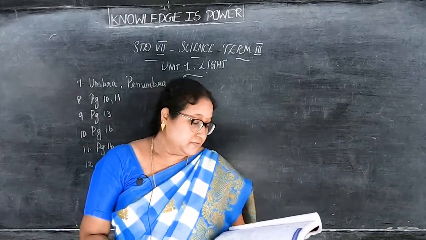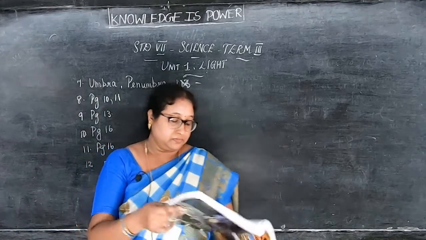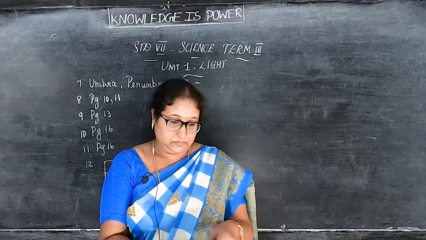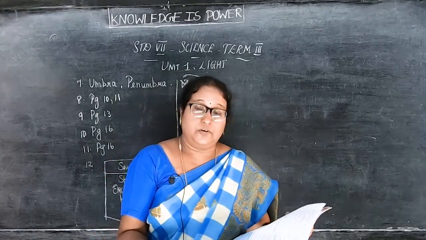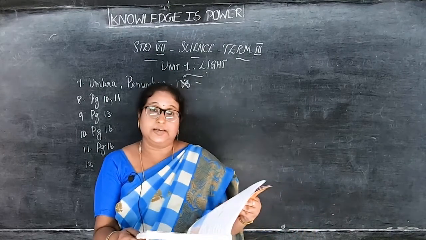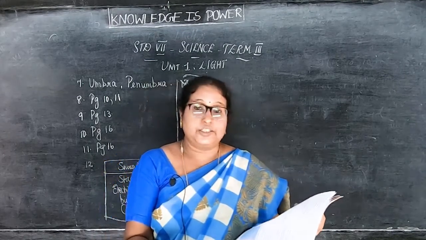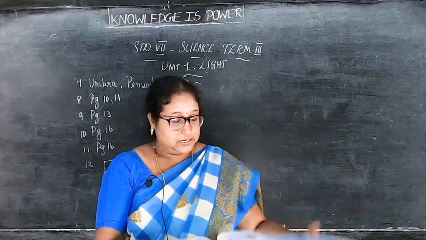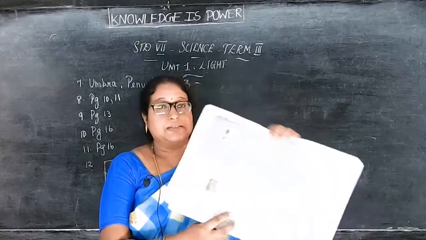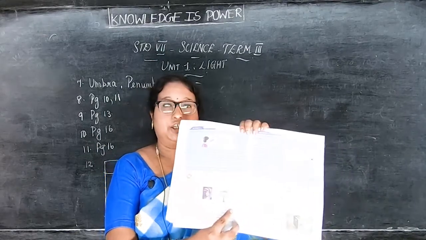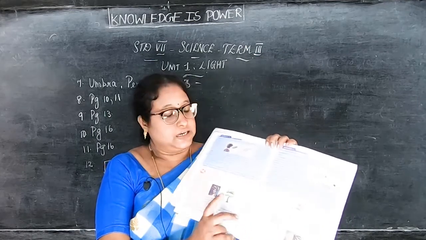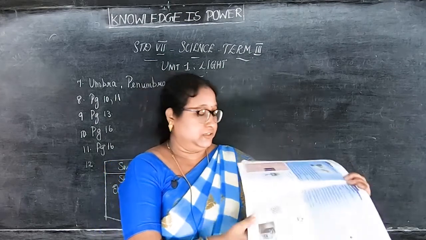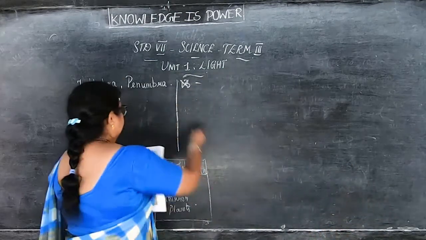Then 14th. Draw a diagram of a pinhole camera showing the rays of light passing between the object and its image. You can take page number 4, this diagram. Okay, on the right side you have a picture. This picture you have to draw. You got it, children? This picture you have to draw for that question. So it's in page number 4.